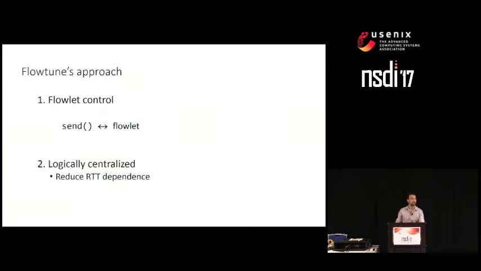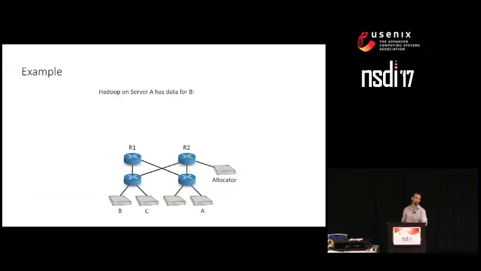A design decision that we made was to centralize the allocator. And now because the allocator has enough information in order to allocate rates, it doesn't have to go through these multiple RTTs in the network. So this greatly reduces the dependence on the round-trip time for allocations to converge.